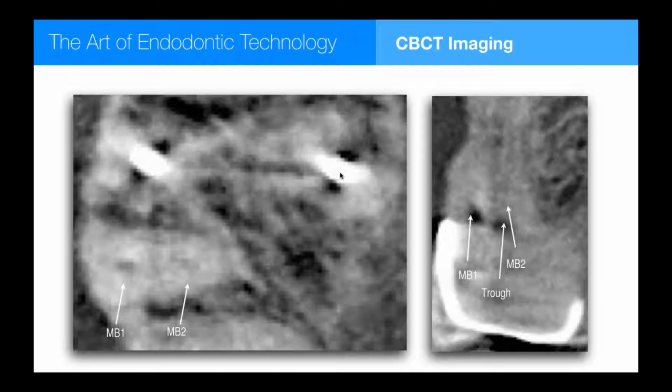Here's the MB2. I'm only a ½ millimeter away from it, but it's in the scariest direction. It's in the mesial palatal. It's right on the path to that furcation that we never want to perforate. So seeing this, I go back in.